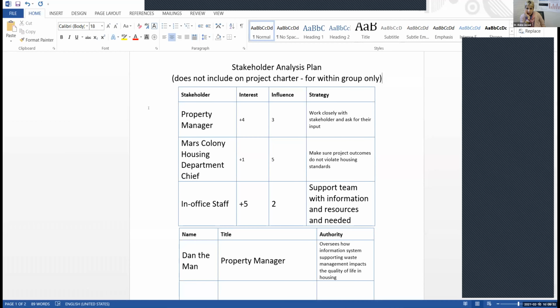Go ahead. So, office staff: high interest, low influence, support team with information and resources as needed. Perfect. And then you have the property manager, oversees, and the authority. Good, really good. Good practice, everyone. Who is going to go next? I can, I guess. Yes, go ahead, Eddie.